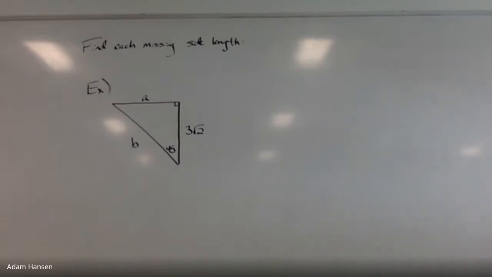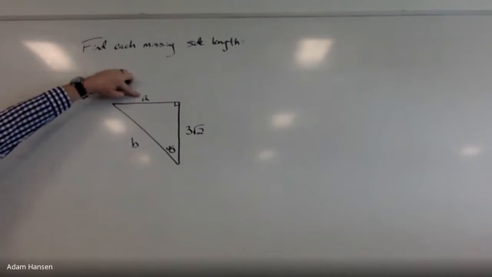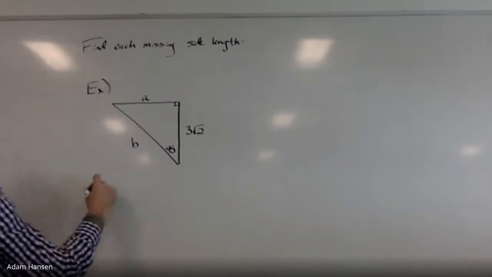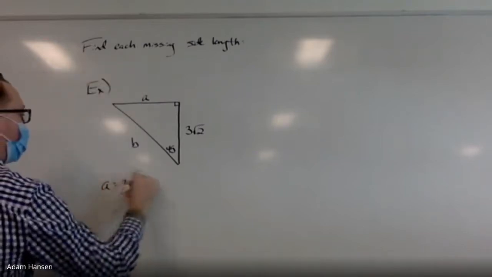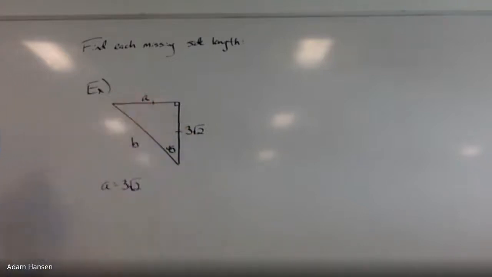I have one side length given, 3 square roots of 2. Is that a leg or a hypotenuse? Leg. In a 45-45, the two legs are the same. The hypotenuse is the length of the leg times an extra square root of 2. So what would A have to be for its length? 3 root 2, because the two legs are congruent.